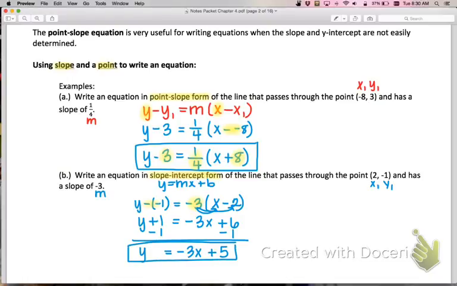So now if I wanted to graph this, we can see that now we know the y-intercept is 5. So we have m and b now instead of having our x1 and y1.